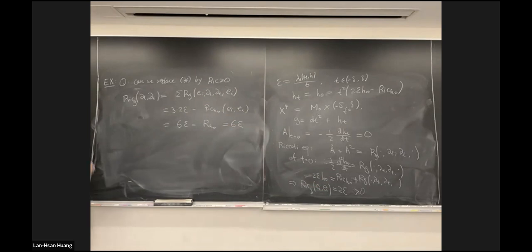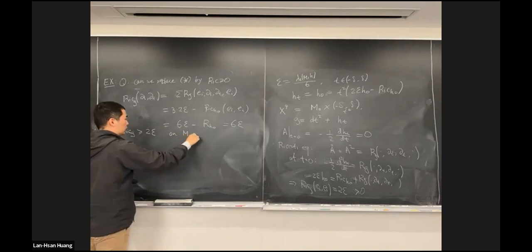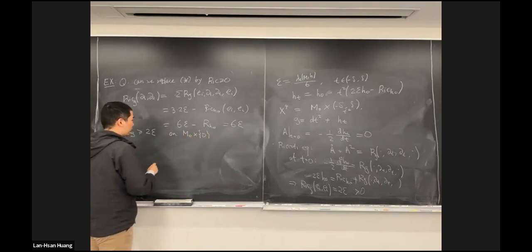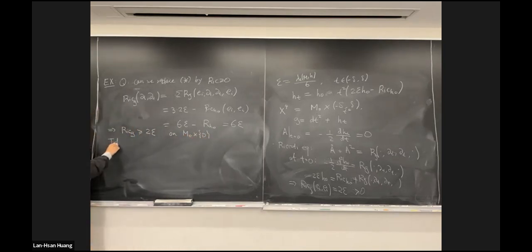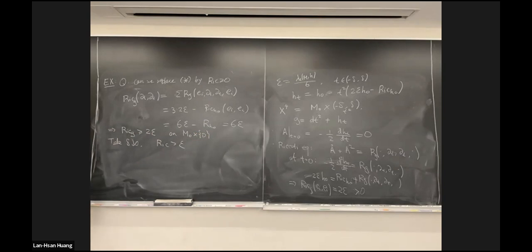Okay, so after all these manipulations, the upshot is that the ambient Ricci curvature is always larger than or equal to 2 epsilon on M0 cross 0. So by taking delta small, we guarantee the Ricci curvature is, let's say, bigger than epsilon. Okay, so this is true in the delta neighborhood of the image.